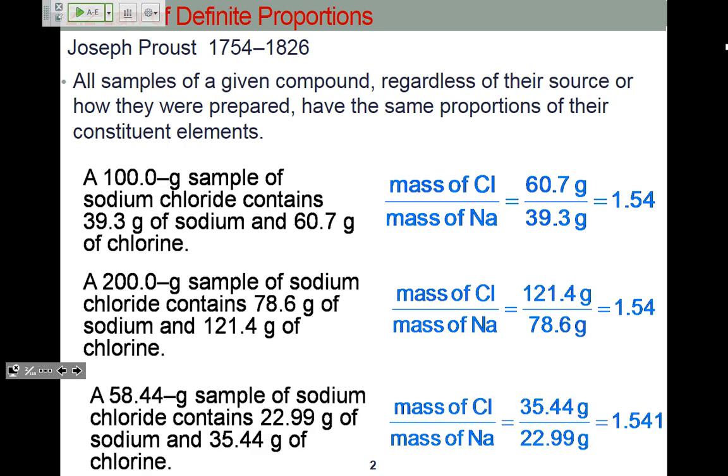And another example, again talking about sodium chloride, if we have a smaller sample, again our ratio is always going to be 1.541, assuming we always have a pure sample of sodium chloride, no matter the amount. So that's our law of definite proportions.